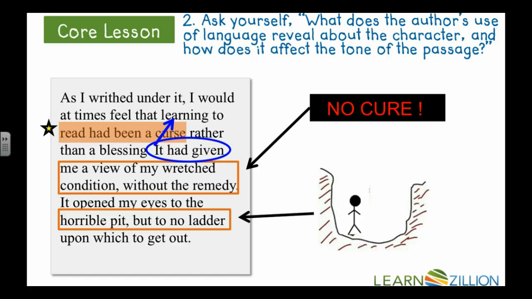Equating his life to a wretched condition and a horrible pit are further examples of figurative language. These implied metaphors leave me thinking that Frederick perceives his existence as complete and total misery. This really affects the tone of the passage, turning it into something that is dark and terrible.